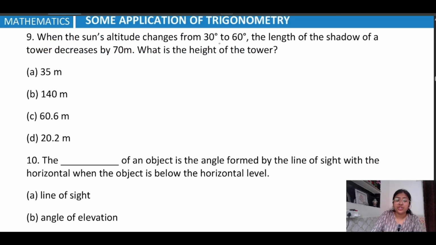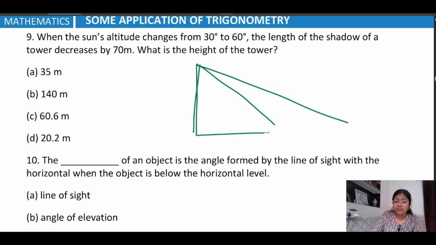When the sun's altitude changes from 30 degree to 60 degree, means the first point is away, the second point is a little bit closer, because when the angle changes from 30 to 60, when you move towards the foot, the angle increases, means you are moving this side. The length of the shadow of a tower decreases by 70 meter. If you move from this point to this point, the length of this is the length of the shadow. It decreases by 70 meter. Then find out the height of the tower.